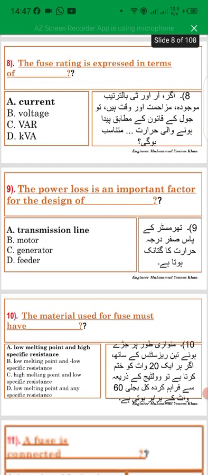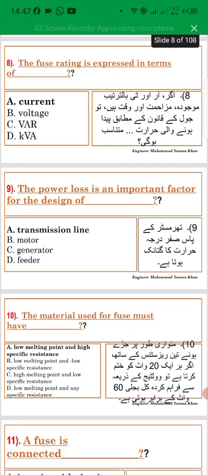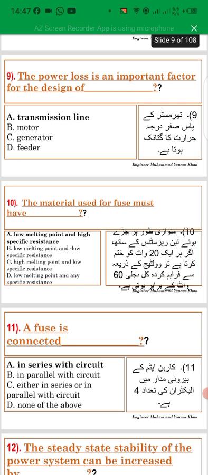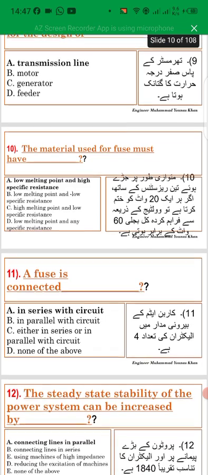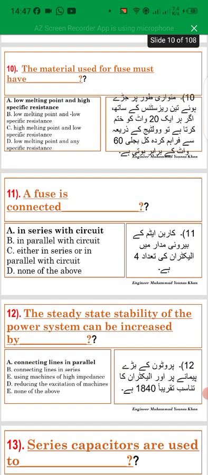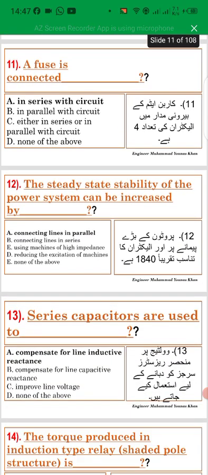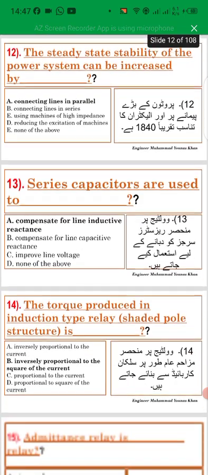Heating effect. The fuse rating is expressed in terms of current. The power loss is an important factor for the design of a transmission line. The material used for fuse must have low melting point and high specific resistance. A fuse is connected in series with circuit.